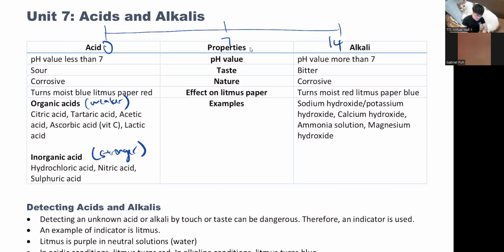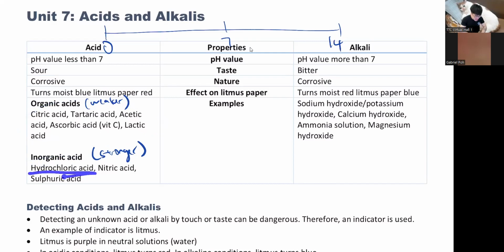And of course, these are weak acids. They're not going to hurt you. But inorganic acids, they are much stronger. They are mostly for industry. Okay, inorganic means they're not from living things. So they are much stronger. Okay, so don't mess with these things.